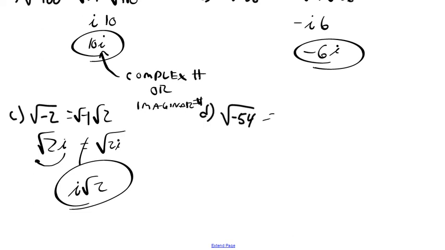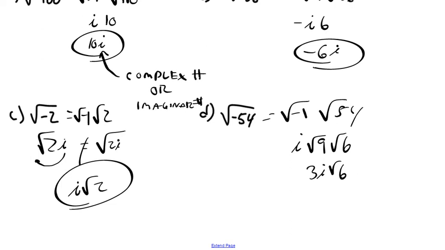Let's see. This is the square root of negative 1 times the square root of 54. We can rewrite this as i times the square root of 9 times the square root of 6. The square root of 9 is 3, so 3i radical 6. Cool beans.